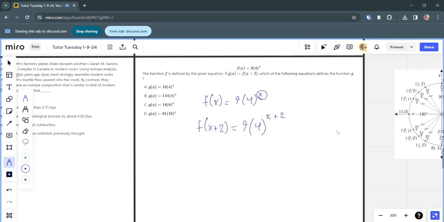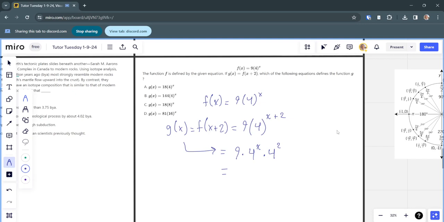Right, anywhere we saw an x, that input, we just replaced it with x plus 2. And this is also equivalent to g of x, which is what we're trying to solve for. So we just need to simplify this a little bit. 9 times 4 to the x plus 2. That's the same thing as 9 times 4 to the x times 4 to the 2. You can split it apart using your exponent rules, because when we multiply the same base, we add the exponents. Then you can simplify 4 squared to 16.